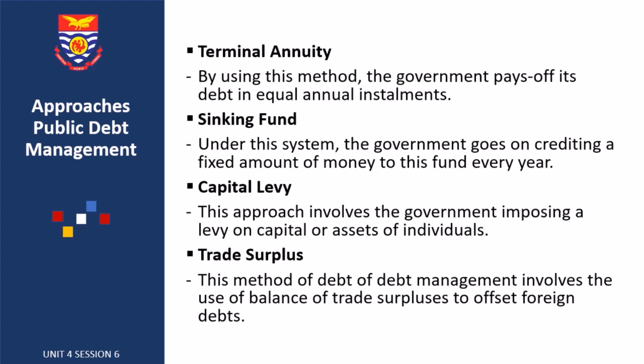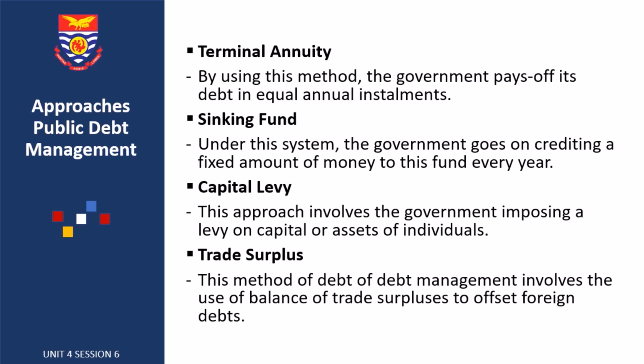You have the terminal annuity. By using this method, the government pays off the debt in equal annual installments. So the government will have an annuity where it pays an equal amount annually or periodically to settle the debt. Then we have a sinking fund. In this system, the government establishes a fund to save money to cater for a debt, right? The government goes on crediting a fixed amount of money to this fund every year in order to cater for a particular debt that it has incurred.